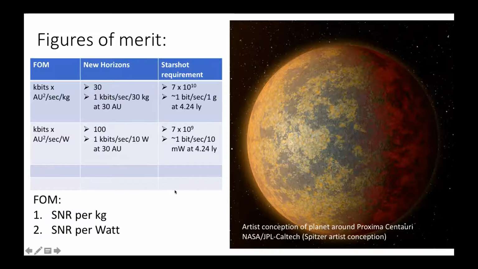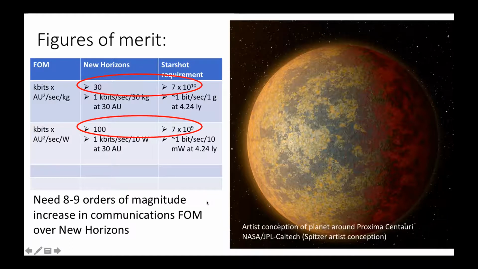what we can do is calculate how many orders of magnitude, this is one of the first things we wanted to find out, how many orders of magnitude away are we from New Horizons to what we need for Starshot? If you create a figure of merit, which is just the requirement on how many kilobits per second you need times the distance squared divided by some parameter, either the weight in kilograms or the power in watts, both what is the available power on board. In either case, we're off by about 8 or 9 orders of magnitude from New Horizons. And that's a lot.